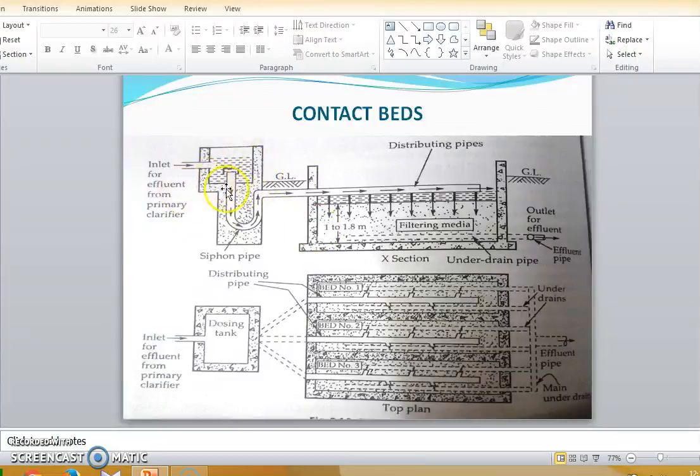There is a siphonic dosing tank from where the influent water is sprayed to the filter media through distributing pipes. There is a concrete lining. Then through the under drain pipes, the filtered effluent water is moved to the effluent pipe and later to the secondary sedimentation tank.